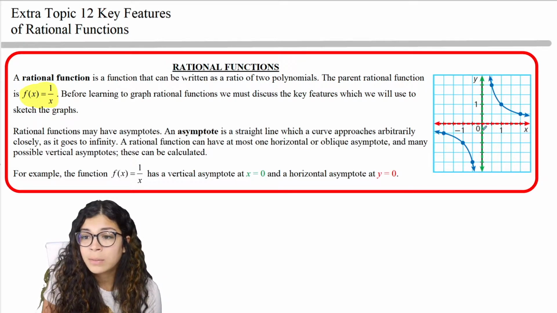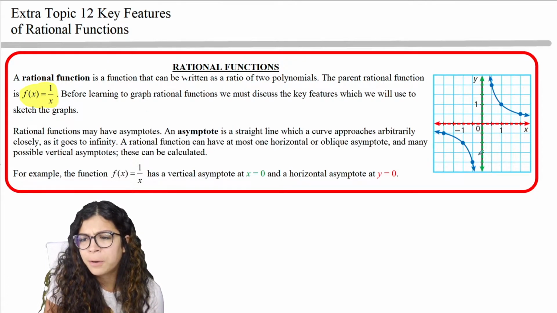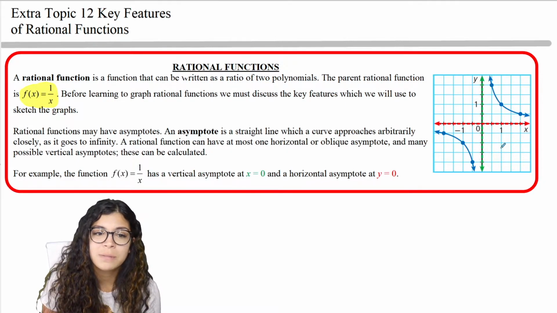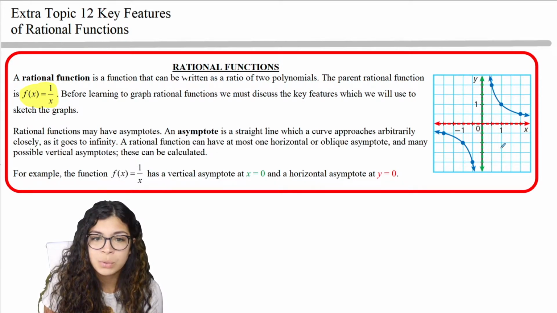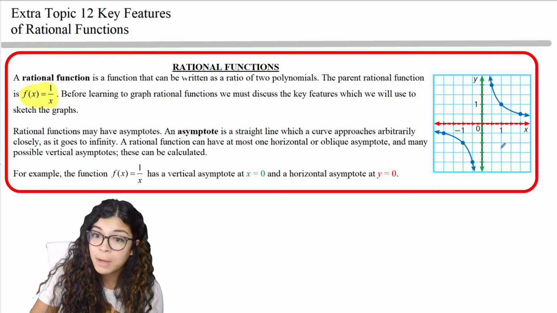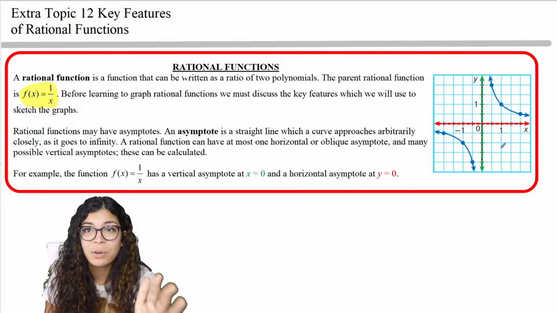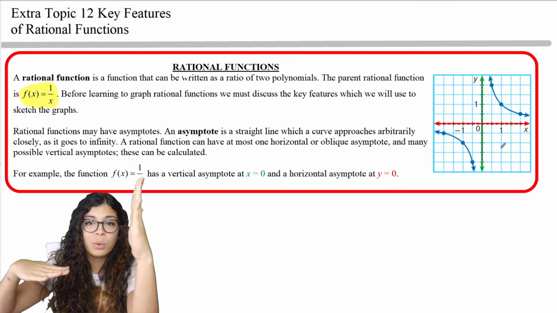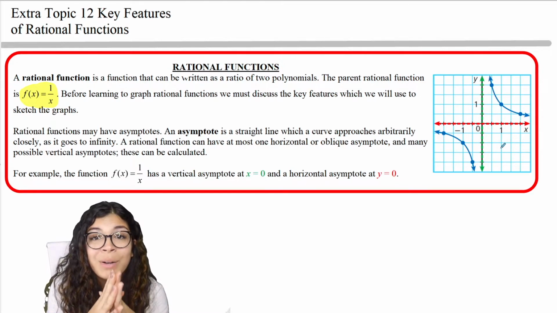So if you notice, the graph is the blue. You have this vertical dashed line here, and this horizontal dashed line here. And that's because rational functions very often have what are called asymptotes. Asymptotes are straight lines which the curve of the function approaches. And you cannot ever cross a vertical asymptote. So for a vertical asymptote, the graph will get very, very, very close, infinitely close to that vertical line, but it will never actually cross it.